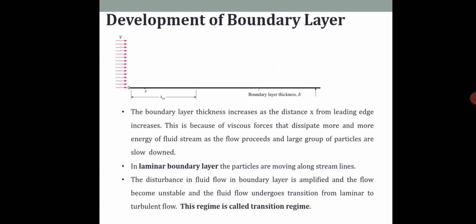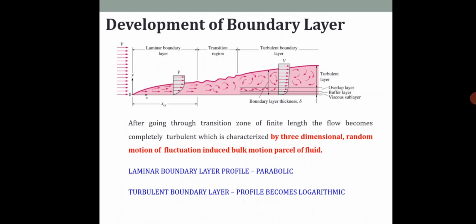Okay. In the laminar boundary layer, how will it be? The particles will be moving along the streamlines, and the disturbance in the fluid flow in the boundary layer is amplified and the flow will become unstable. When the flow becomes unstable, what will happen? The fluid flow will undergo a transition from laminar to turbulent flow, and this regime we call the transition regime, where there is a shift from laminar to turbulent flow.